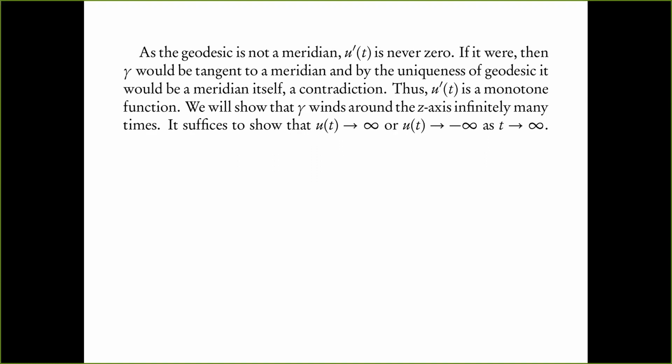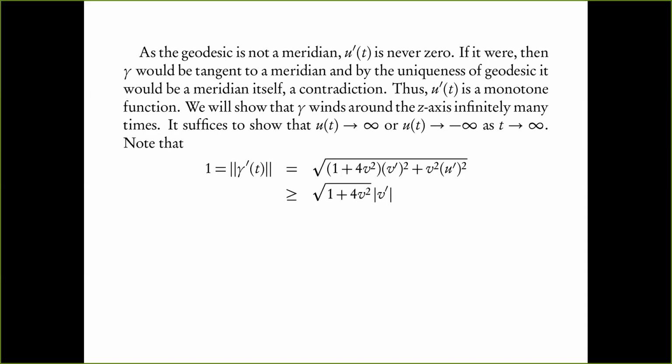All right. So how do you show that? So this is our aim, that u of t goes to infinity or u of t goes to minus infinity as t goes to infinity. And replacing t with minus t can always ensure that this happens, okay, as I said. So, okay. So let's start with what we have. So we know that it's a unit speed geodesic. So the length of the velocity vector is 1, or the speed is 1. But you know what the speed is. If you calculate, and this is something we did calculate last time, the speed is simply this, okay? It's 1 plus 4v square, v prime square, plus v square, u prime square, okay? So, okay, so this is now simple.